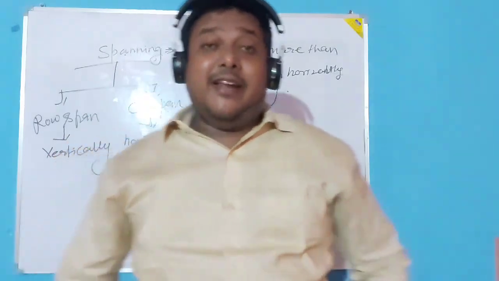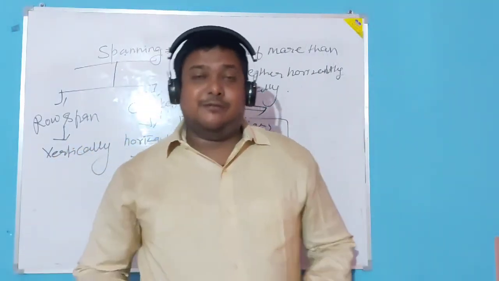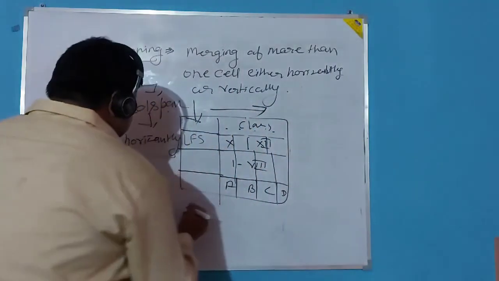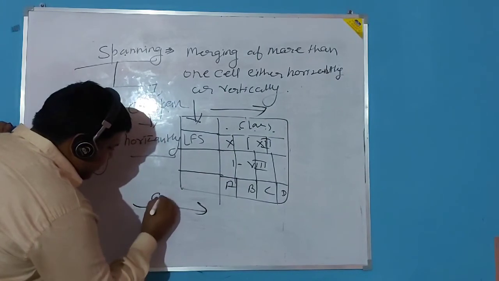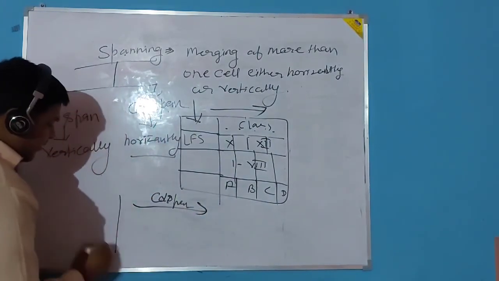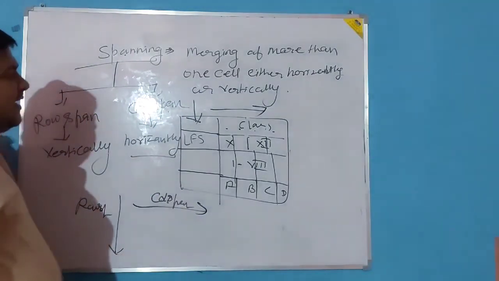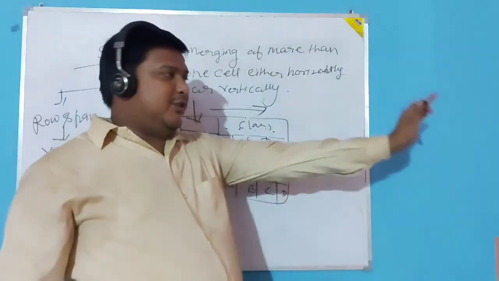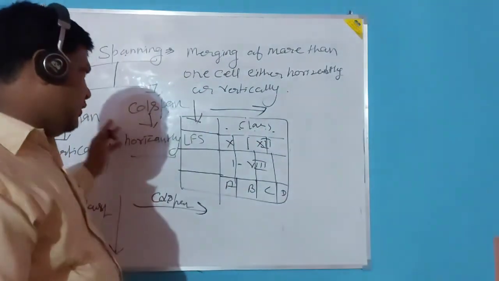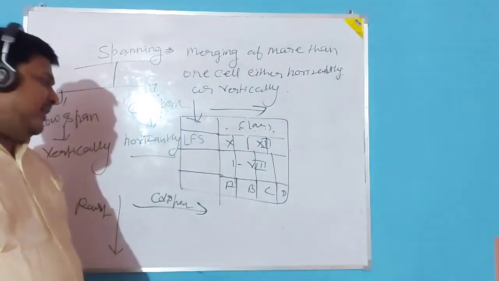It is very confusing, row span and col span. In exam times it creates confusion. So you have two ways to understand. Either you understand this one, col span, this angle, or this one, row span. If more than one column is merging horizontally, then it is col span, and if more than one row is merged, then row span.